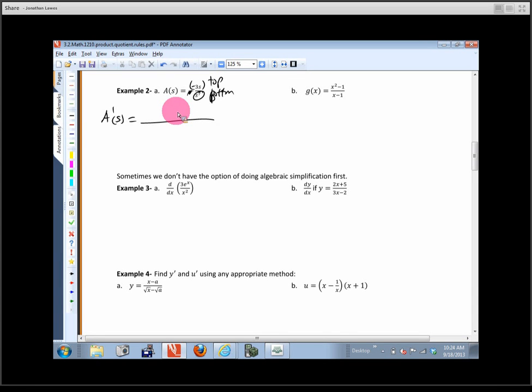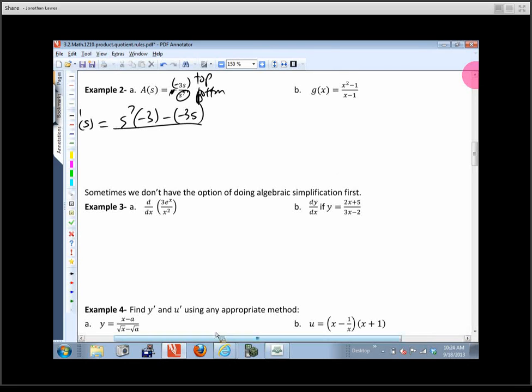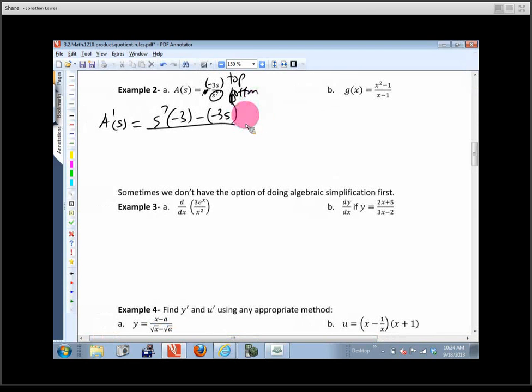So it's the bottom, s to the 7th, times the derivative of the top. What is the derivative of negative 3s, taking the derivative with respect to s? It's negative 3. Minus the top, which is negative 3s, times the derivative of the bottom. And what is the derivative of s to the 7th? 7s to the 6th. All over the bottom squared. So the bottom squared would be s to the 14th.